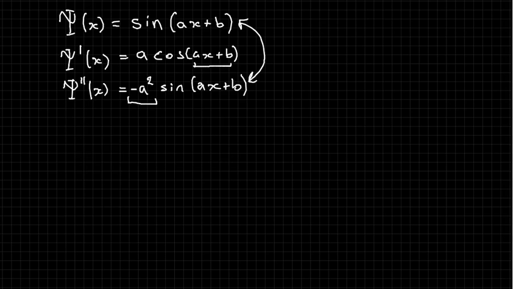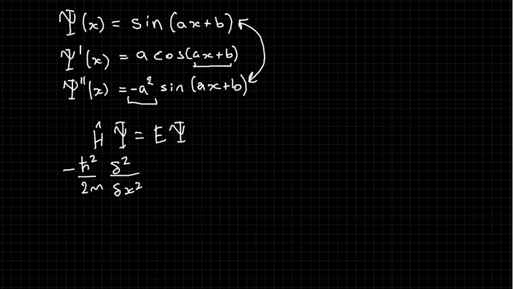All right, so let's just put these two functions into our Schrödinger equation. The Schrödinger equation that we've got, H psi is equal to E psi, and the Hamiltonian in this case is negative h bar squared over 2m times the second partial derivative with respect to x of our wave function. And this here is basically the same as the second derivative, and I can represent it like that.